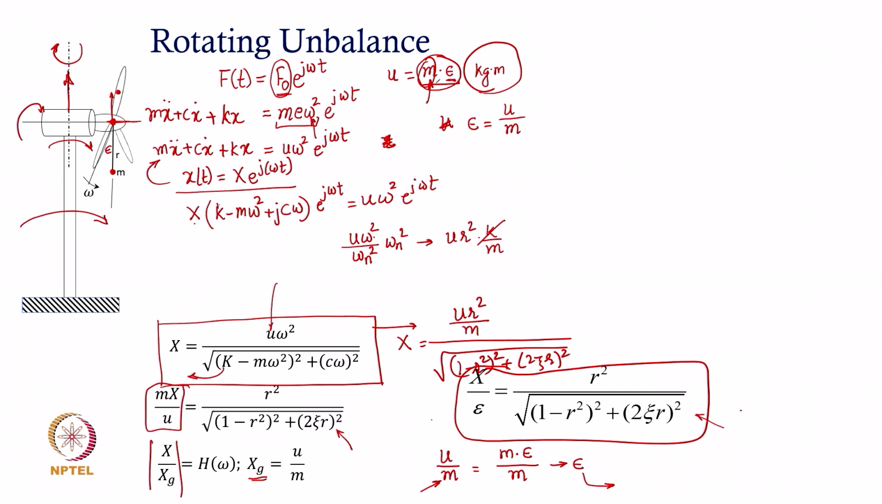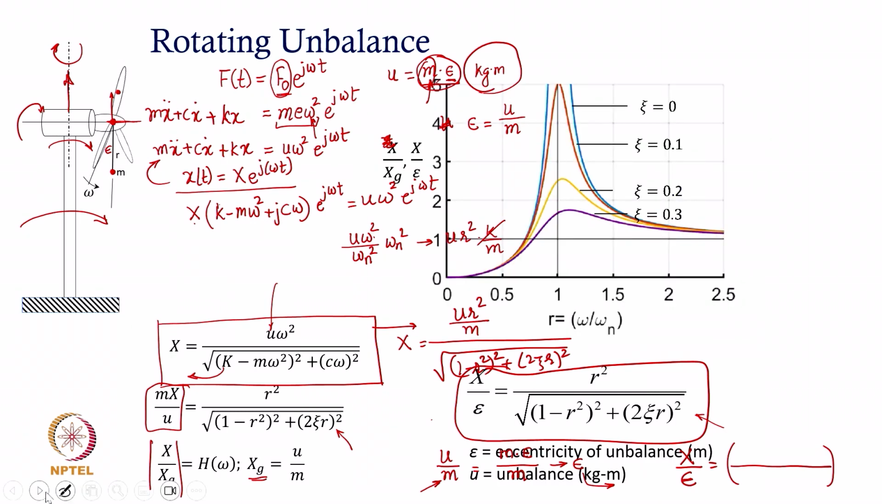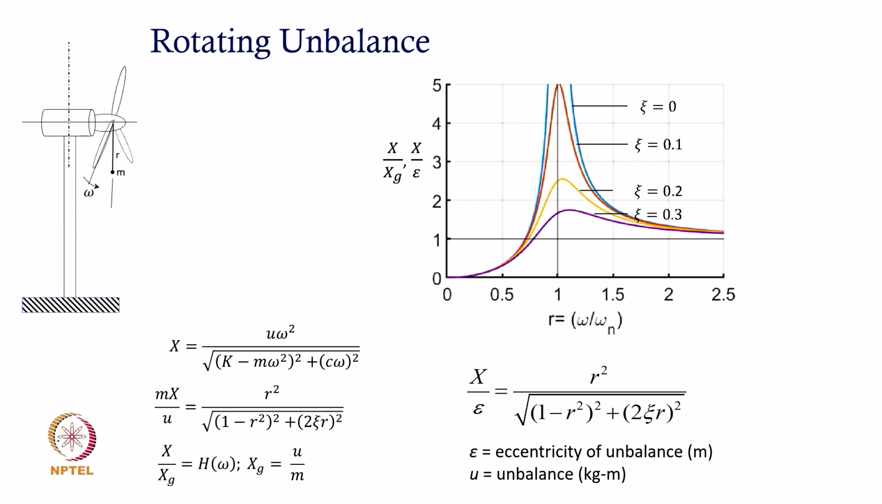Okay. So, now with this amplitude ratio x over epsilon, you can find out the response amplitude normalized with respect to the unbalanced eccentricity as a function of frequency. So, if I plot this, let me rub this off now. If I plot this ratio now as a function of frequency ratio, I get the variation as seen here. So, either you can call this x over x g, or it could be x over epsilon.